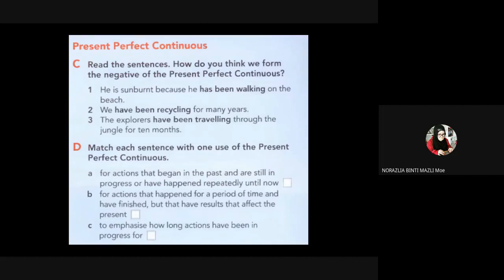Okay, settle? Betul. Okay, so A, for actions that begin in the past and are still in progress or have happened repeatedly until now, which one? Number 2. Betul. Number 3. Okay, number 3. For actions that begin in the past and are still in progress or have happened repeatedly until now. Number 3. The explorers have been travelling through the jungles for 10 months. Maksudnya dah 10 bulan dah tapi masih lagi dalam progress.